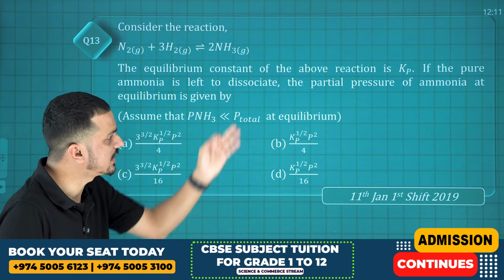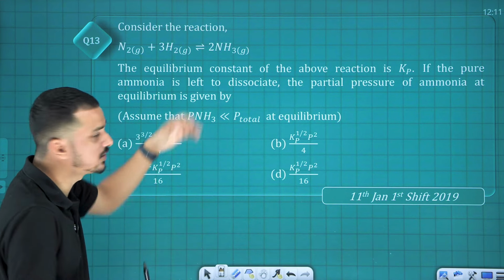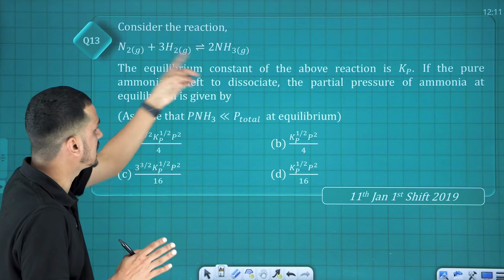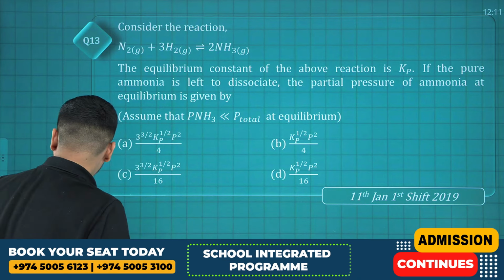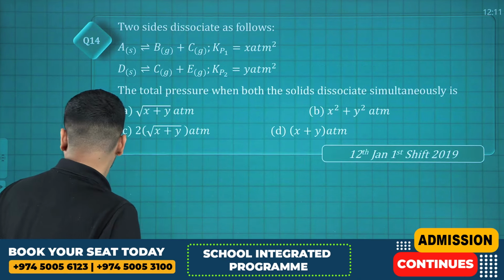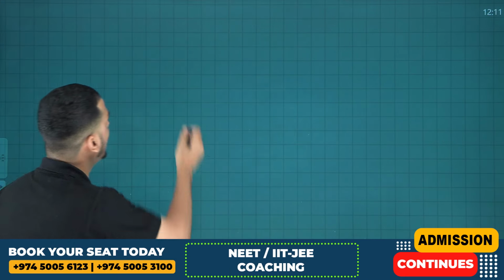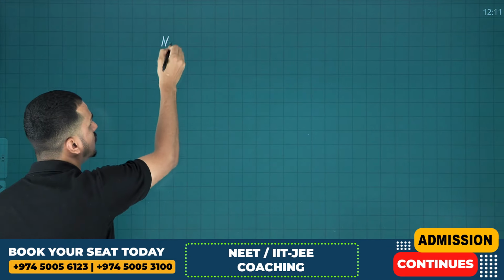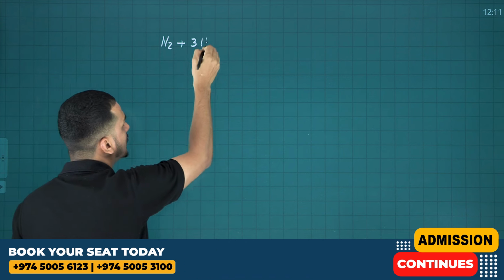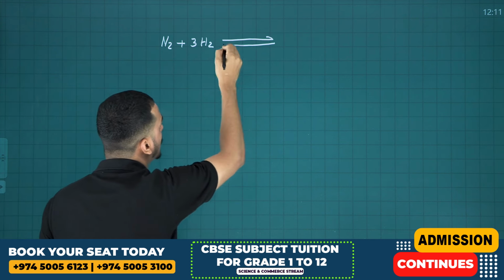At equilibrium, what is the partial pressure of ammonia? So we have to take the dissociation of ammonia, just the reverse. How can I take the reverse, dears? See how I can take it. You can see here, N2 plus 3H2 reversibly gives 2NH3.